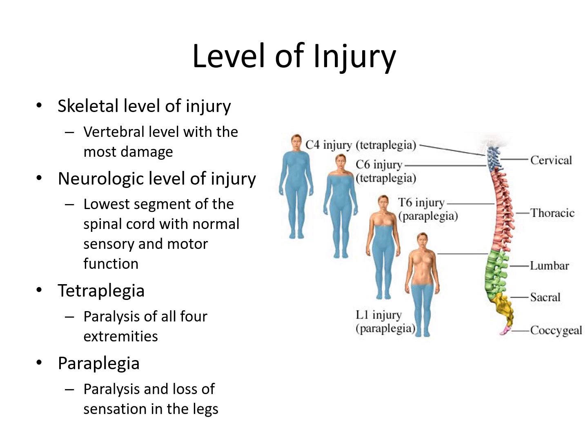Skeletal level of injury is the vertebral level with the most damage to vertebrae and related ligaments. Neurologic level is the lowest segment of the spinal cord with normal sensory and motor function on both sides of the body. The level of injury may be cervical, thoracic, lumbar, or sacral.